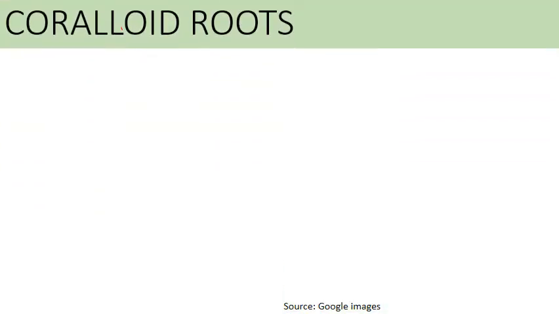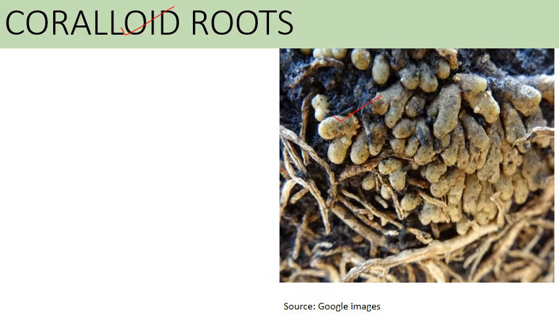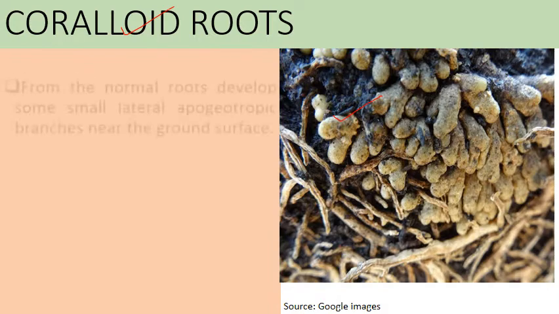Next are coralloid roots. ये जो roots हैं, they are special type of roots and they are negatively geotropic, also known as apogeotropic roots, means ये surface के ऊपर grow करती हैं. And these are some roots which gives the appearance of coral. और ये जो roots हैं ये बनती हैं by some bacterial, fungal and blue-green algae infection.